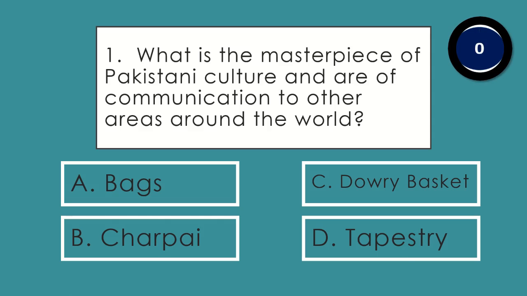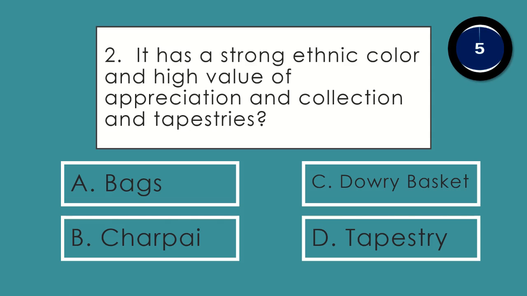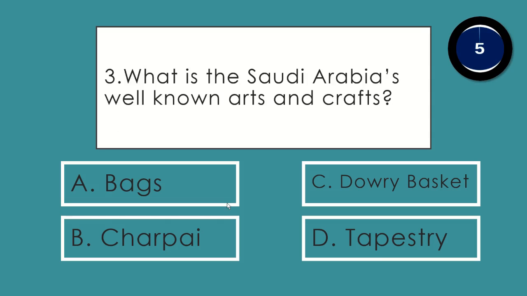Time is up. Let's have number 2. It has a strong ethnic color and high value of appreciation and collection. Is it bags, charpei, dowry basket, or tapestry? You have 5 seconds. Time is up. Are you ready for number 3? Let's have number 3. What is Saudi Arabia's well-known arts and crafts? Is it bags, charpei, dowry basket, or tapestry? You have 5 seconds. Time is up.